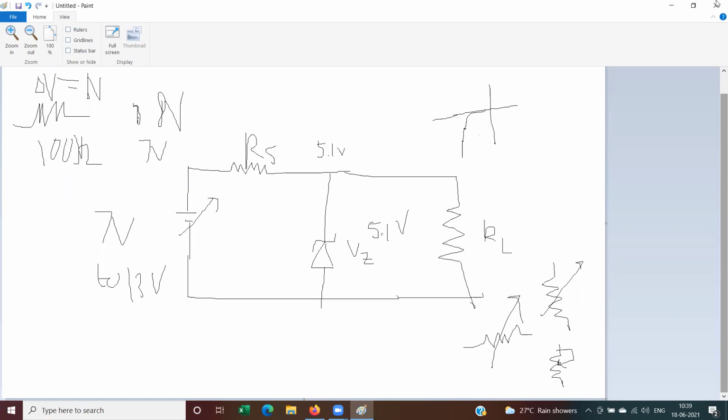So if voltage increases, obviously this current through RS would increase, but the current through RL is fixed. So where does the extra current go? This current is fixed because the voltage drop is fixed. This current is increasing. So where does the extra current go? It will go through the Zener diode. It doesn't have any other way to go. The additional current will flow through the Zener diode.